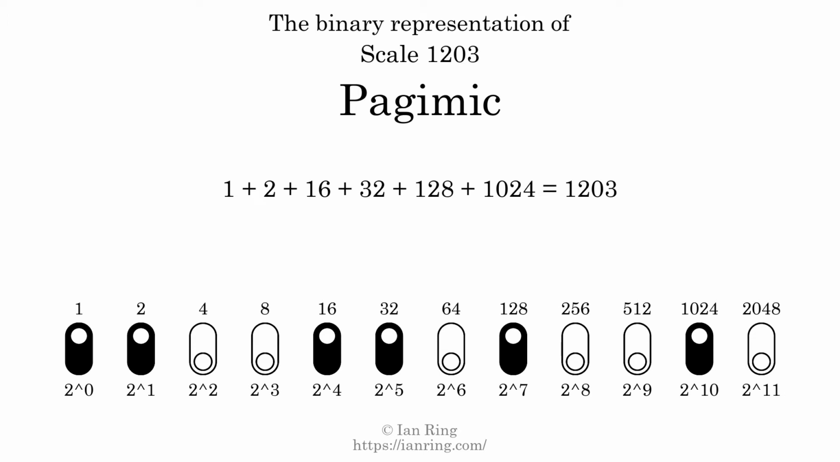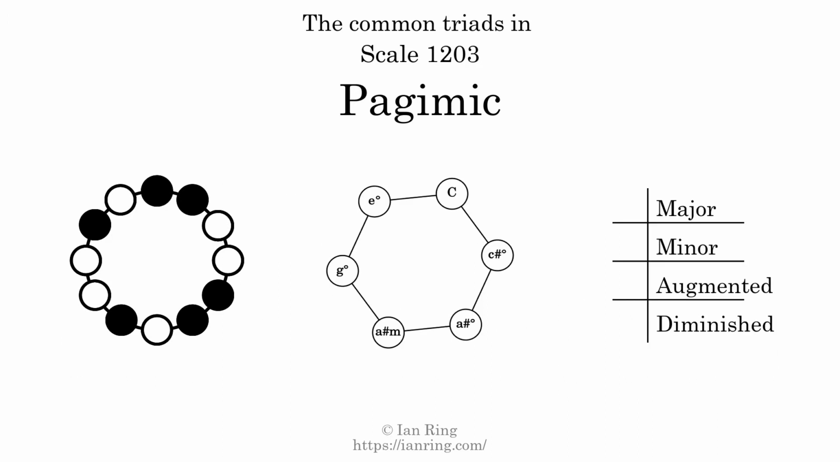The scale number not only enumerates the scale with a unique index, but it also literally describes the tonal content of the scale. Represented as a binary number in base 2, the scale number is 010010110011. Here are the common triads present in this scale.